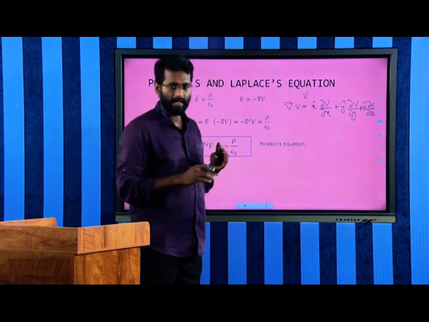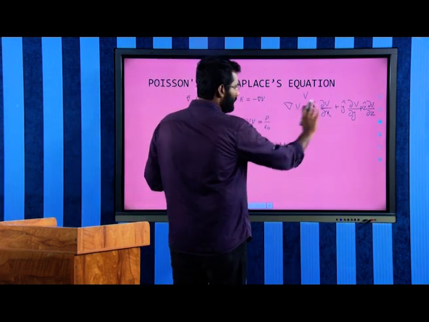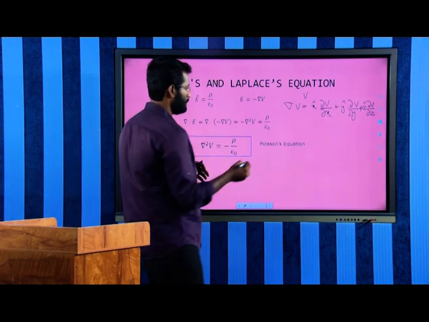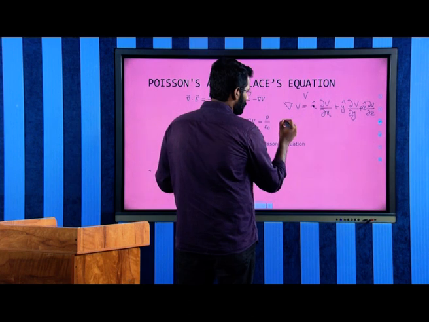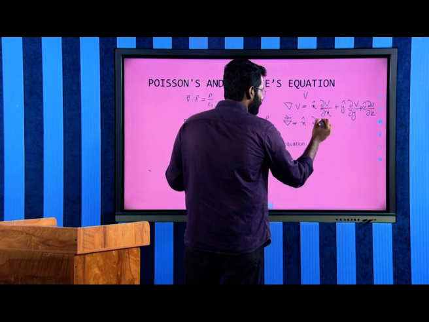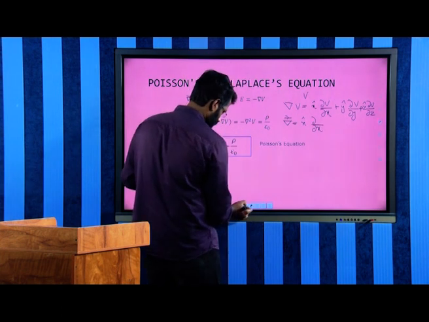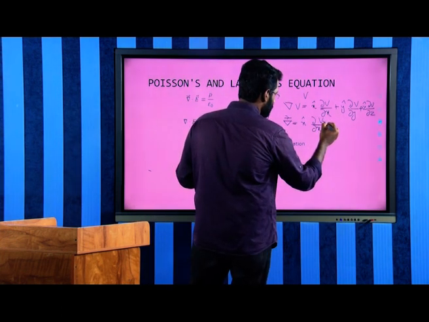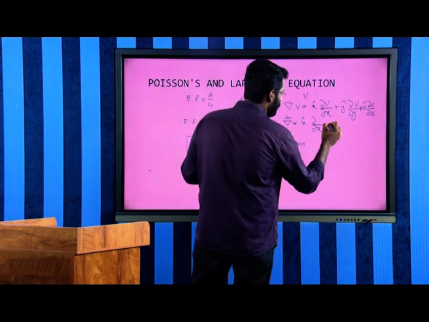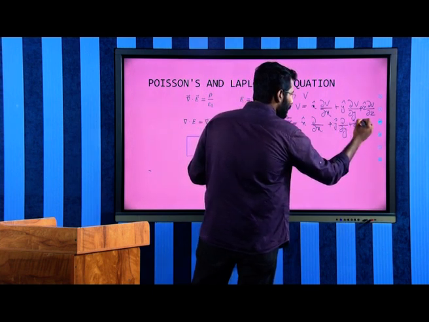So now we have del V. In the next step we take del dot of this. This is a vector function, so we can take the divergence of a vector function, no problem. Let me write the del first. Del is equal to x cap into dou by dou x plus y cap into dou by dou y plus z cap into dou by dou z.